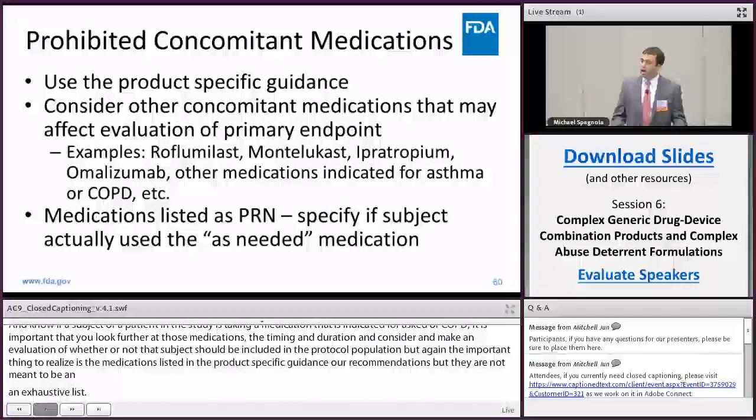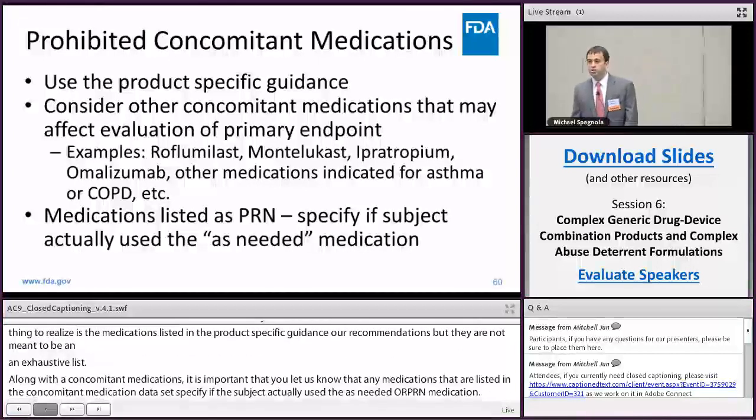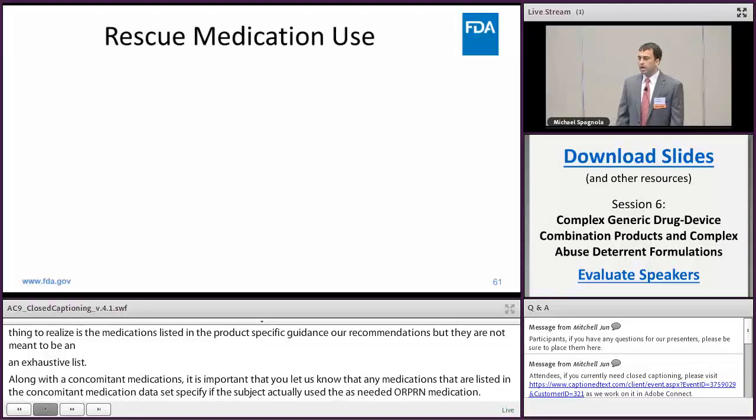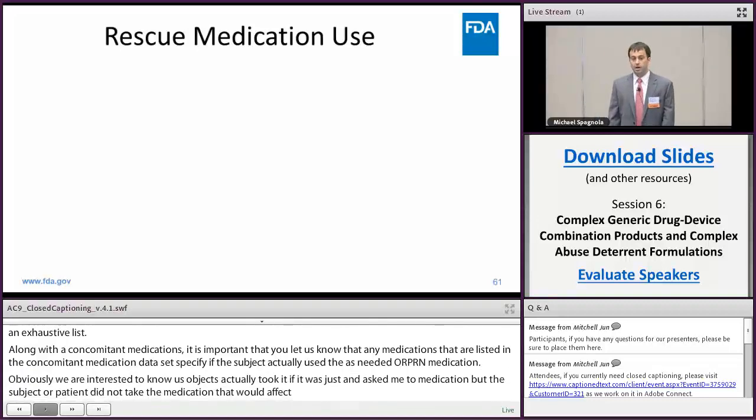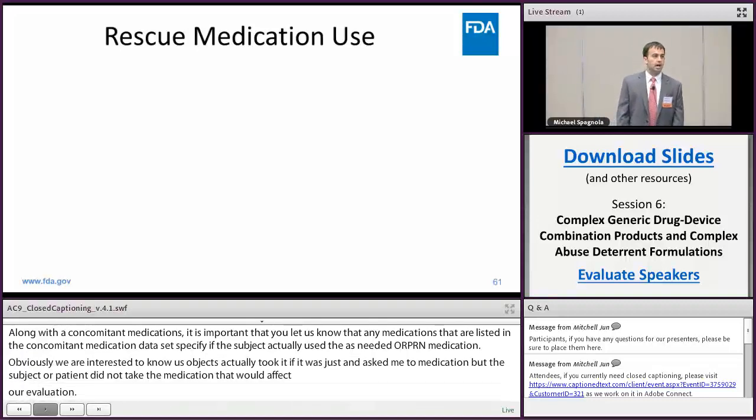Obviously, we're interested to know if subjects actually took it. If it was just an as-needed medication, but the subject or patient did not take the medication, that would affect our evaluation. And so, as I mentioned, rescue medication is an important part of the study design, and I'm going to provide some recommendations for you to consider when designing your study.